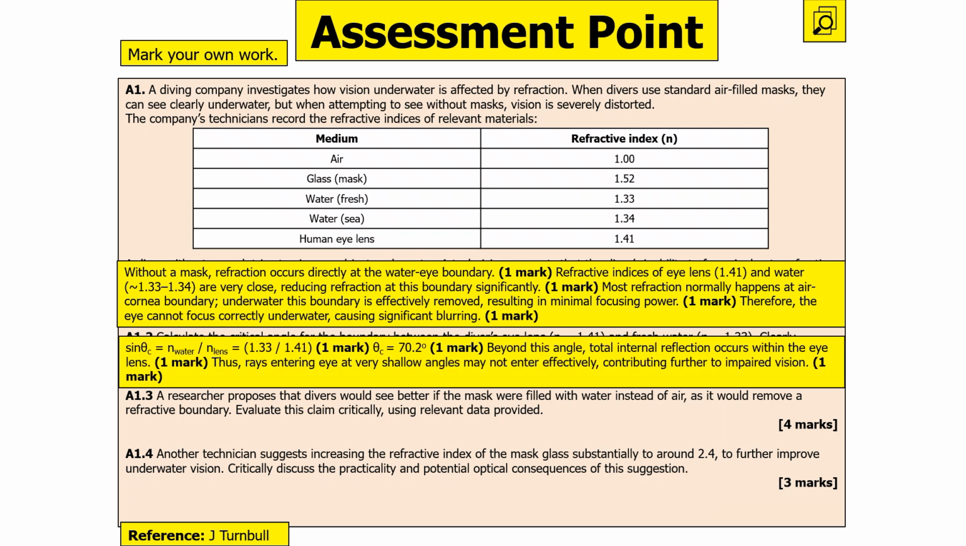We know that the sine critical angle is n water over n lens, so the angle is going to be 70.2 degrees. Beyond this angle, total internal reflection occurs within the eye lens. So rays entering the eye at very shallow angles may not enter effectively, contributing to further impaired vision.